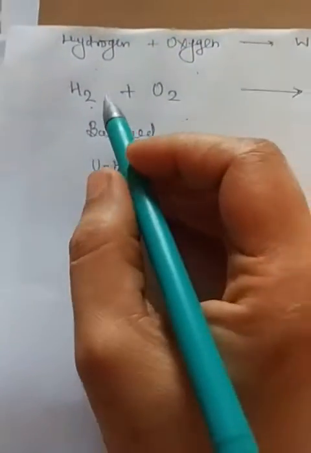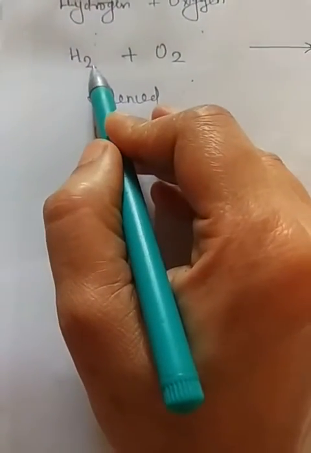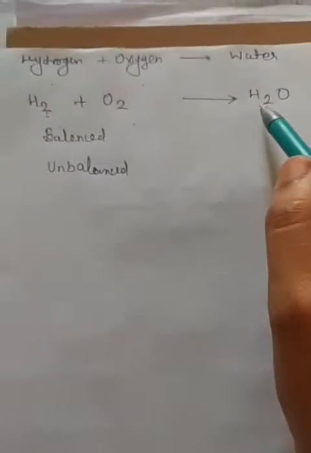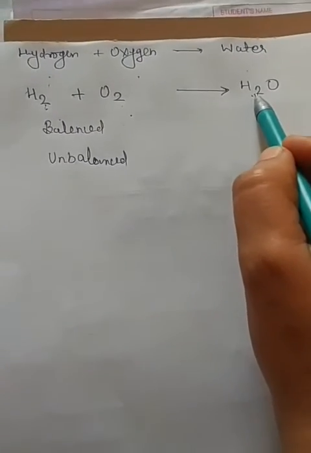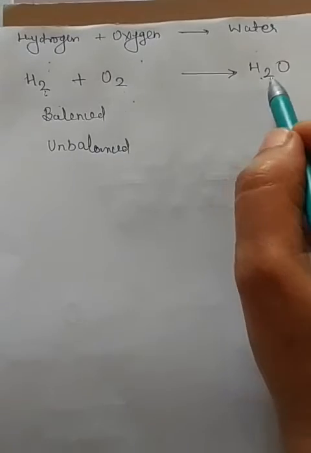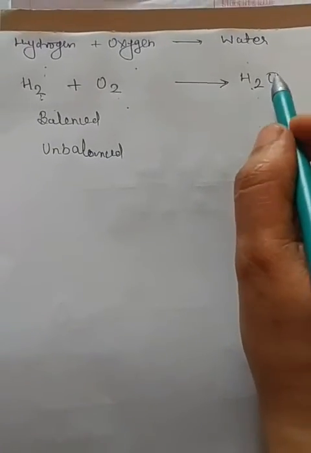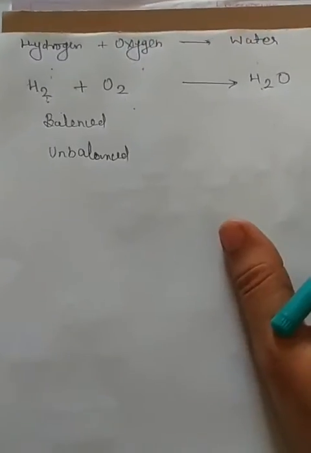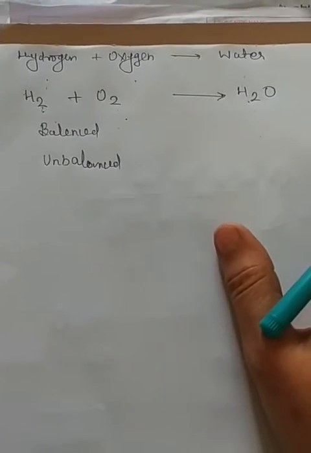Here you can see there are 2 atoms of hydrogen and 2 atoms of oxygen. The formula of water is H2O. On this side 2 atoms of hydrogen are present, but only 1 atom of oxygen. So this is an unbalanced equation. So we need to balance the equation.